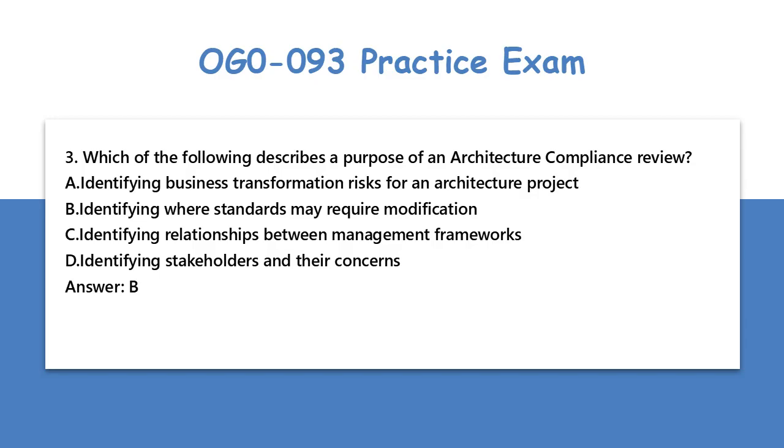3. Which of the following describes a purpose of an architecture compliance review? A. Identifying business transformation risks for an architecture project. B. Identifying where standards may require modification. C. Identifying relationships between management frameworks. D. Identifying stakeholders and their concerns.